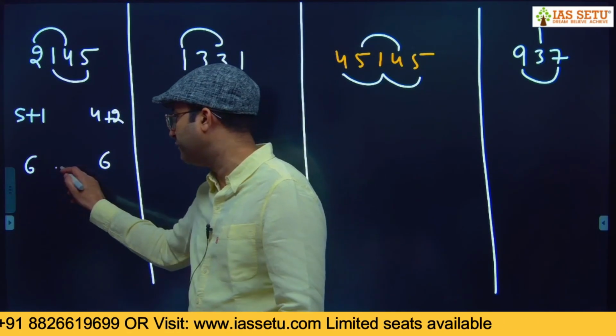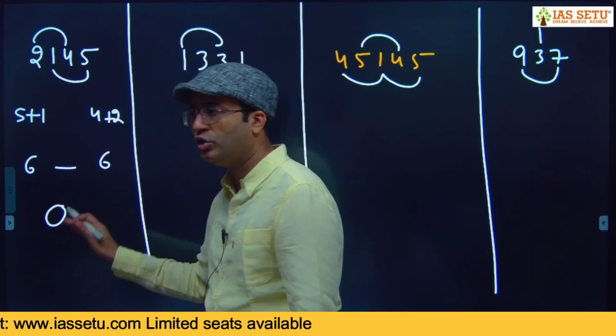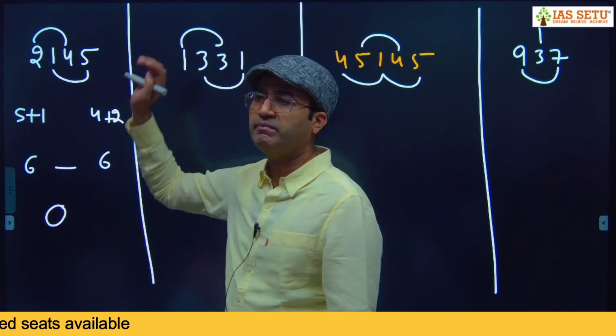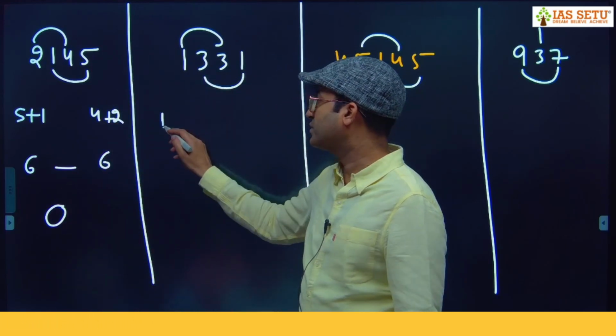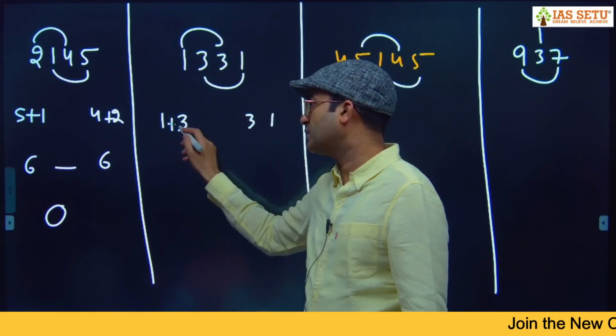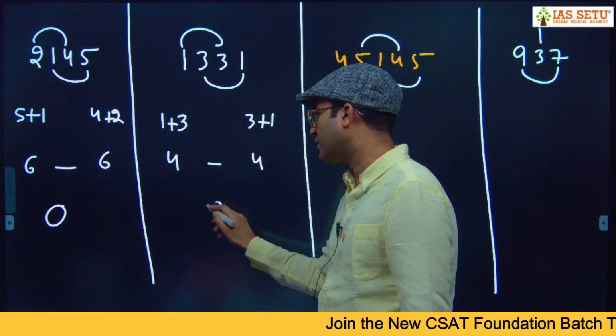We take the difference. If this difference comes out 0, 11, or a multiple of 11, it means this number is divisible by 11. I repeat, like here this is 1 and 3, 3 and 1. So 1 plus 3 we get 4, 3 plus 1 we get 4. What is your difference here?